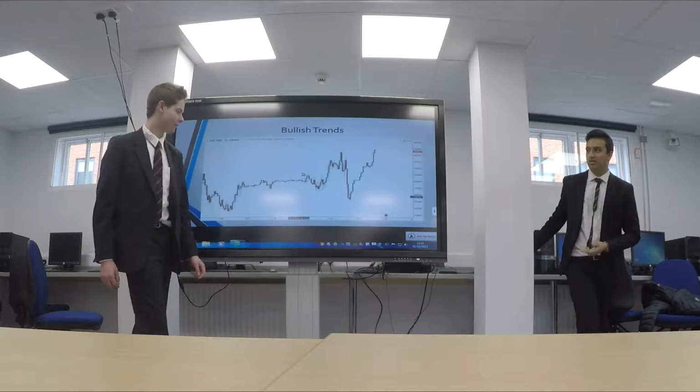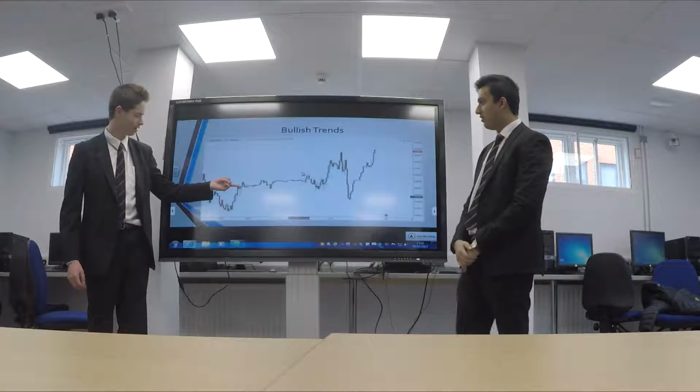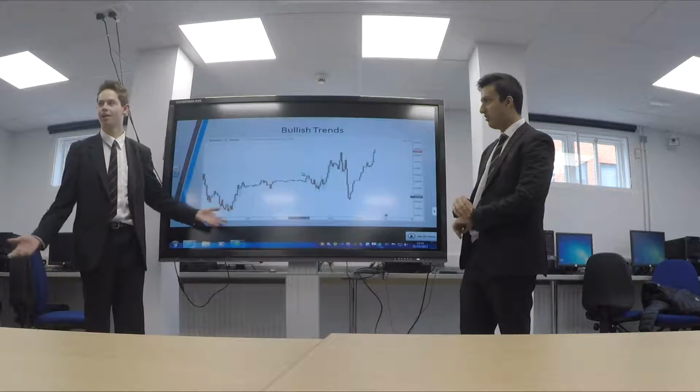So if you see a succession of green candles like here, this is known as a trend, because the market is obviously trending.